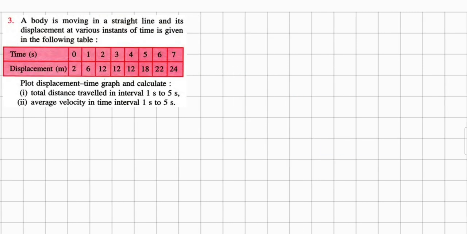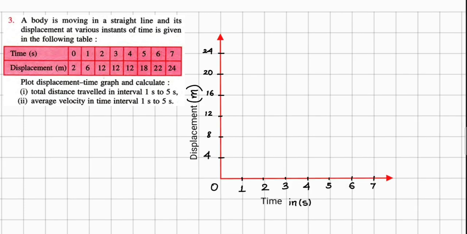Question number 3. Time and displacement data is given to you. You have to plot the displacement time graph and then calculate something. First, let us plot the graph. I have plotted time on the x-axis and look at the scale that I have taken on the displacement axis. That is, I have taken 4, 8, 12, 16, 20, 24. Maximum I need is 24. So at 0 seconds, displacement is 2. So it will be between 0 and 4, somewhere over here.